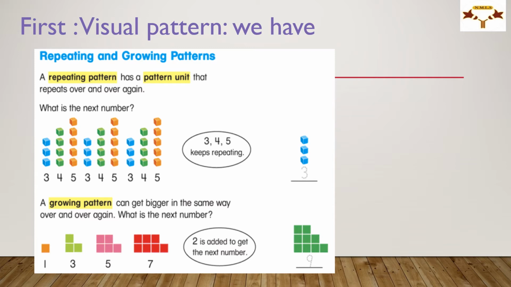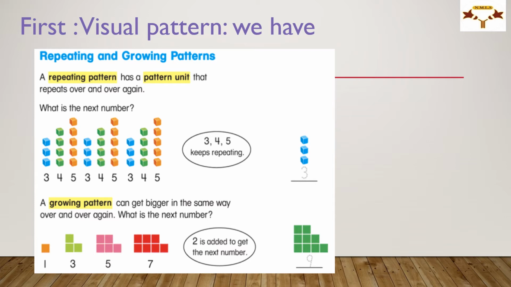Each repeating pattern has a pattern unit. What is the pattern unit? The pattern unit is something you repeat. Let's see the first example. Here we have 3 blue, then 4 green, then 5 orange. So 3 4 5, and we repeat it again 3 4 5, and again 3 4 5. Each time we repeat 3, 4 and 5. You can guess what will come next after this 5 orange. Yes, it's 3 blue.